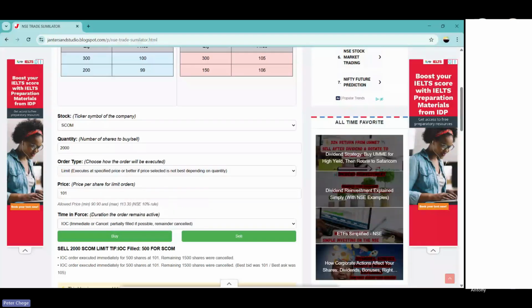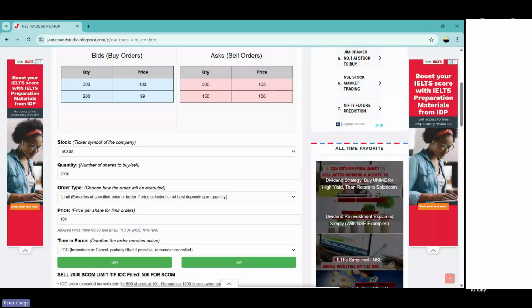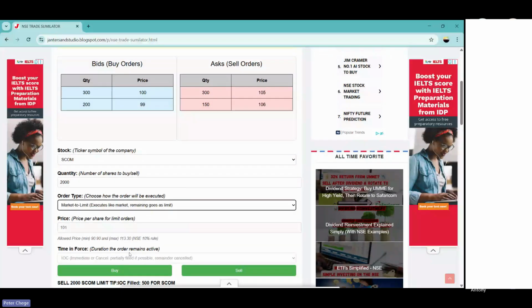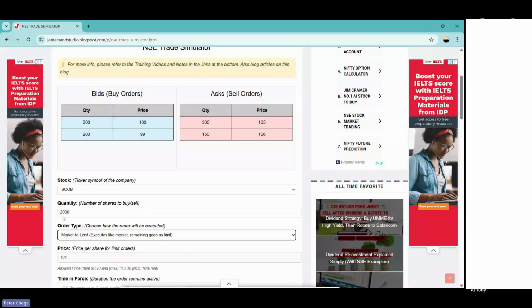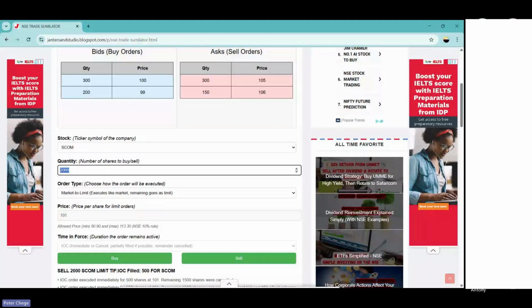The only one you won't find in the app is market to limit. And I'll confirm with NSE why it is not added. So market to limit, we are saying, go to the market. Let's start with a buy order. I'll pick at 105, because once I buy as a market, it's supposed to pick at price 105, 300.